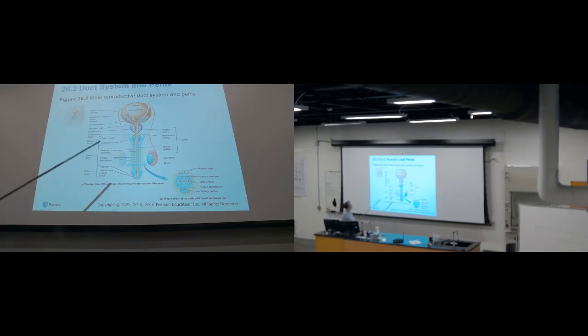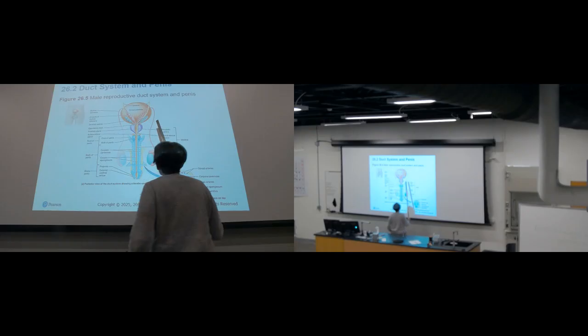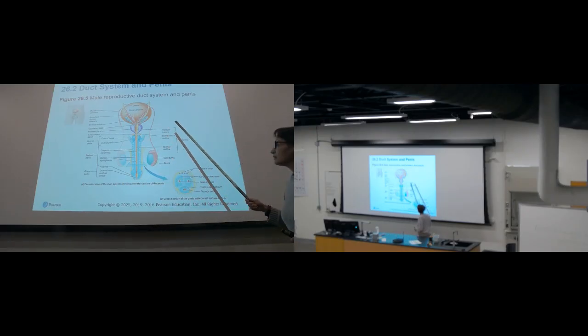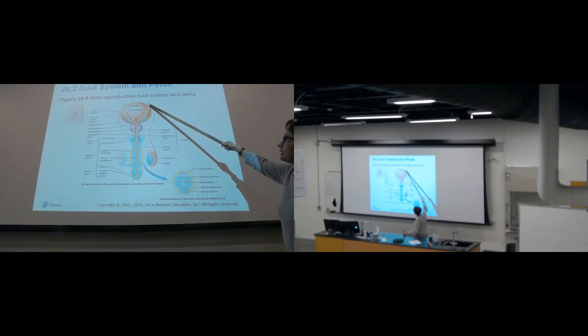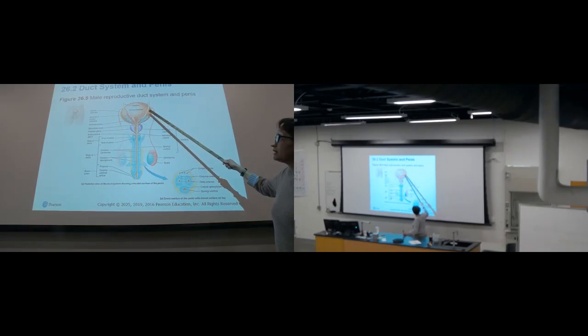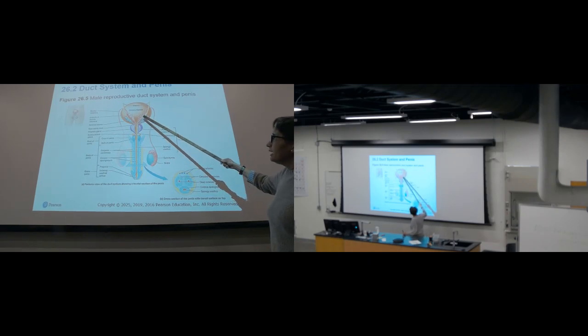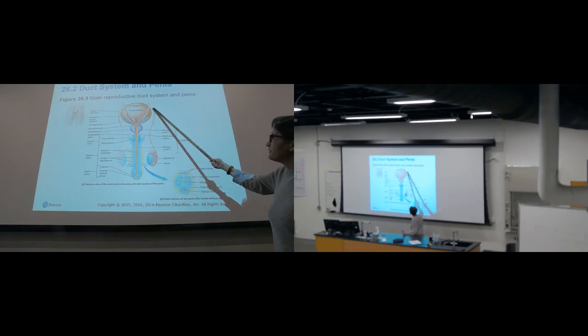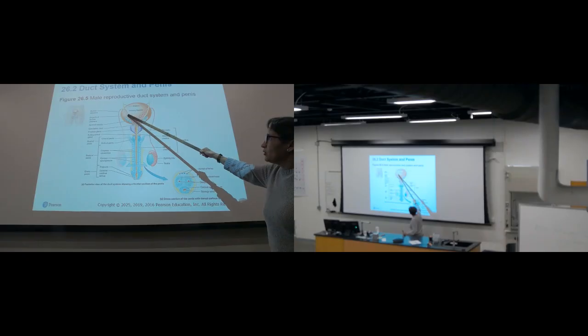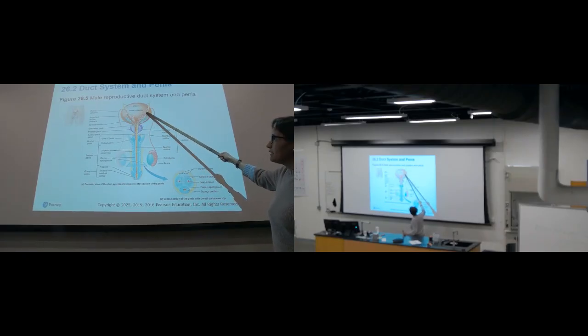So here is the view of the duct system and the penis from a longitudinal cut view anteriorly. So here are the ureters connecting into a urinary bladder. So this is a urinary bladder. And here is the testis, the epididymis, the ductus deferens. And then this is the ampulla, or the dilation of the ampulla of the ductus deferens.